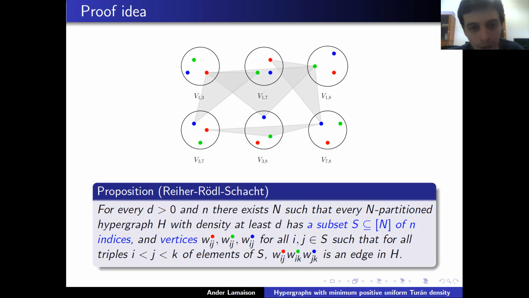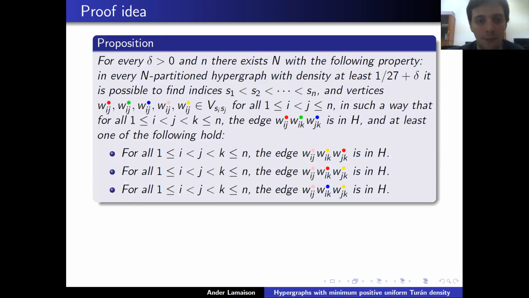And then, for example, between 1, 7, 1, 8, and 7, 8, the red vertex in 1, 7, because this is the left pair, the green vertex in 1, 8, corresponding to the top pair, and the blue vertex in 7, 8, corresponding to the right pair, those form an edge in our hypergraph. So this is equivalent to their characterization of vanishable hypergraphs. We are going to do something similar, but we need to do something a bit different.